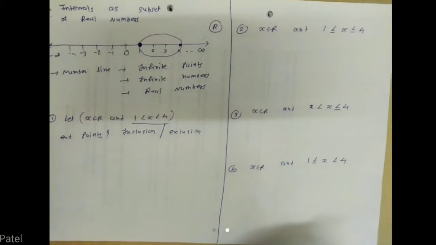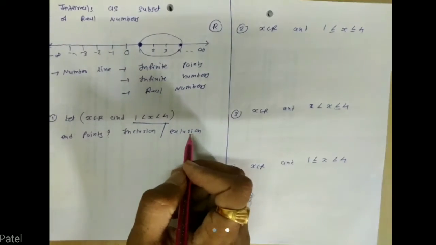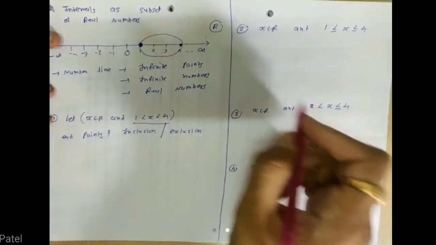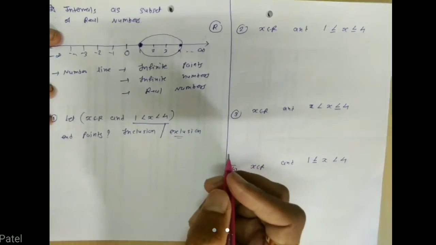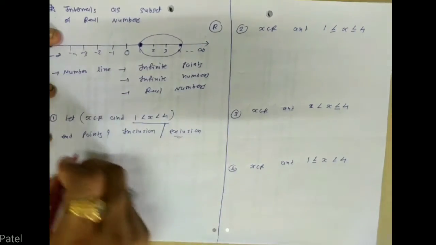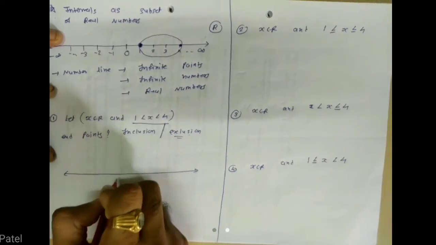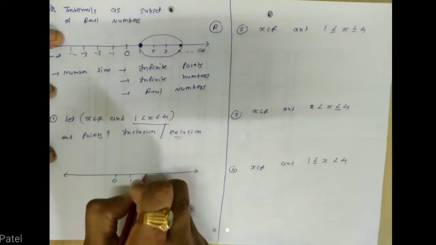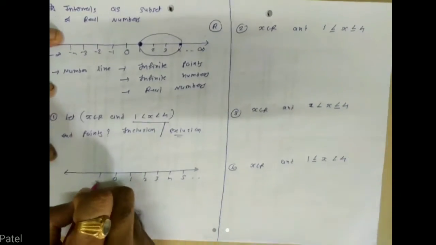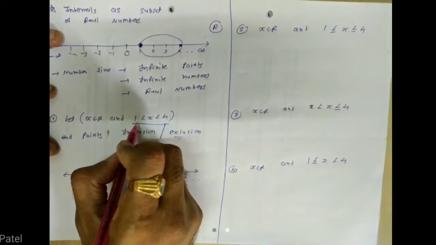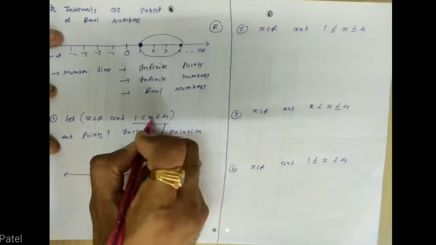So concept of inclusion and exclusion. So what is inclusion? Inclusion means we are considering the endpoints, and exclusion means we are not considering the endpoints. So here, for this first case, our number line becomes like this: 0, 1, 2, 3, 4, 5, up to infinite. This is -1. So this is the concept of exclusion, in which we are not considering 1. It's 1 less than x less than 4.